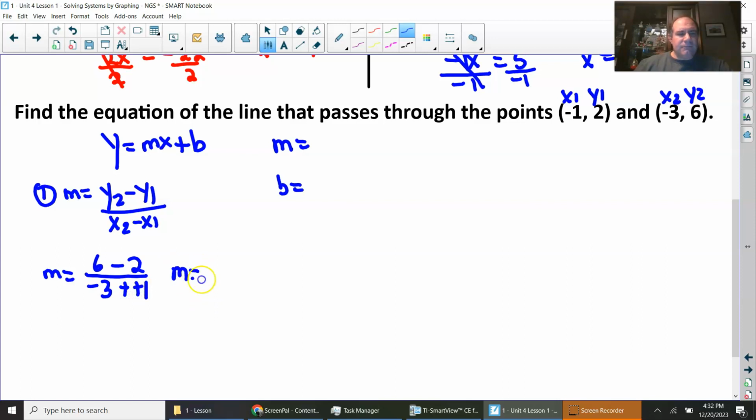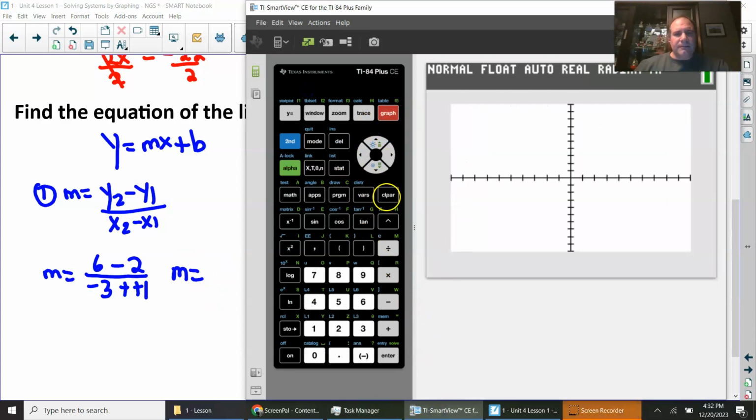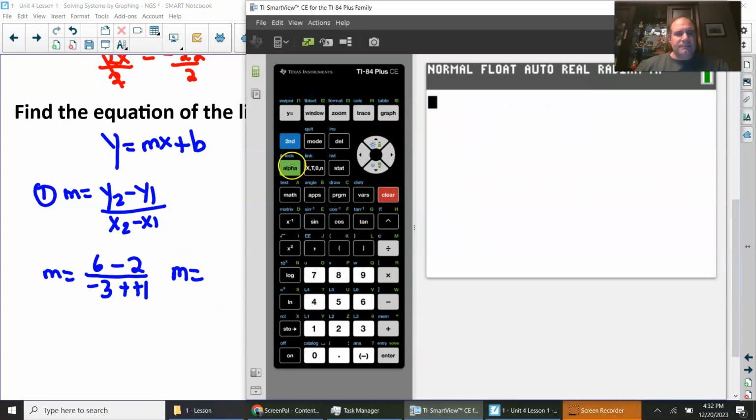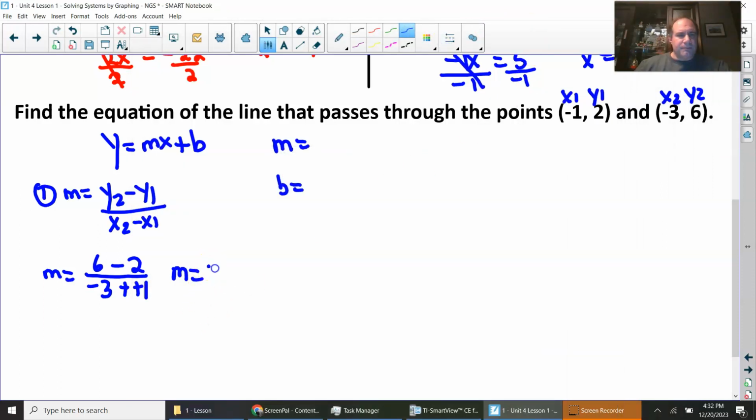So we have m equals, and you put this directly into the calculator. When I say directly into the calculator, press alpha x, you have your fraction, and then you have 6 minus 2 as the numerator, and the denominator is -3 plus 1. And you get -2 as your answer. So -2 is the slope. So now we have one part, but we're missing the y-intercept.